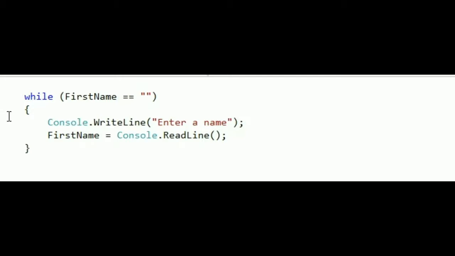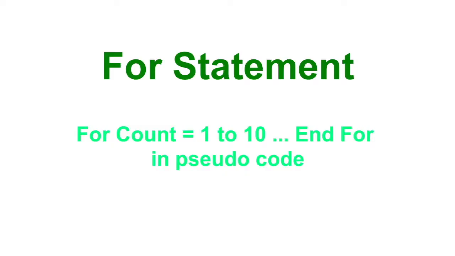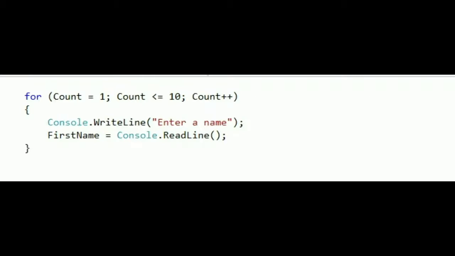Key point is, at the start, when it comes to this line for the very first time, if the name has already been set, then it will skip these two lines of code completely and move on. The third type of iterative statement is the for loop. Now, for loops are used when you know exactly how many times you want to repeat a line of code.